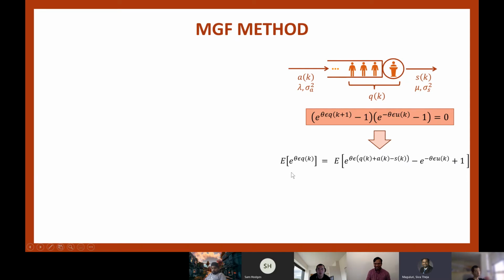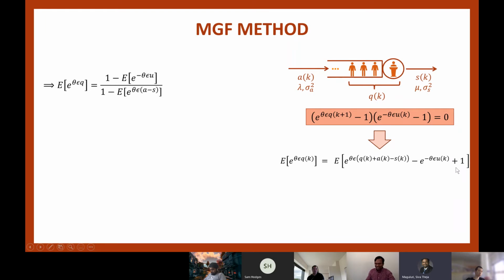Then, so this is the same relation from the previous slide. I copy pasted here. Now the arrivals and service don't depend on the queue length. The service is potential service. It doesn't depend on the queue length. The unused service, of course, depends on the queue length. So a minus s is independent of q. So I can write this product of exponentials as a product of expectations, and then I can take this first term onto the left hand side. Then essentially, after simple manipulation, I get an equation that looks like this.